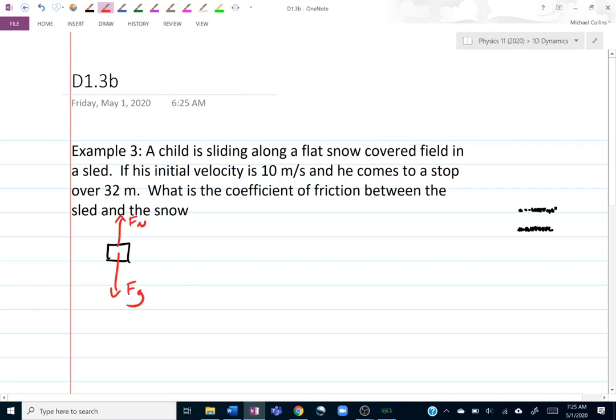And then I'm going to have to talk about my forces in the x-plane, left and right. So I'm asking myself, does this child have an applied force? You can imagine a child with a velocity going across a snow-covered field. There is actually no applied force. There's a natural tendency to want to put an applied force there, but there isn't. There's just a force of friction that's slowing him down. And notice that our velocity is this direction. So our velocity is to the right.